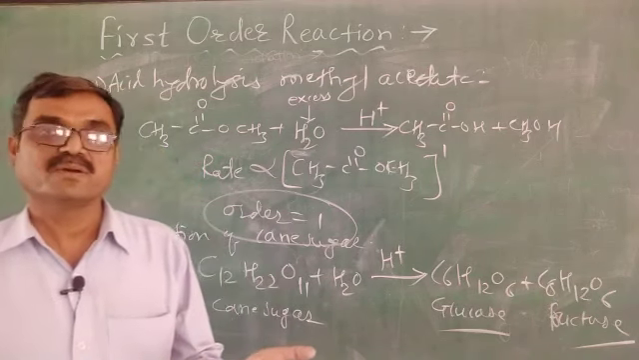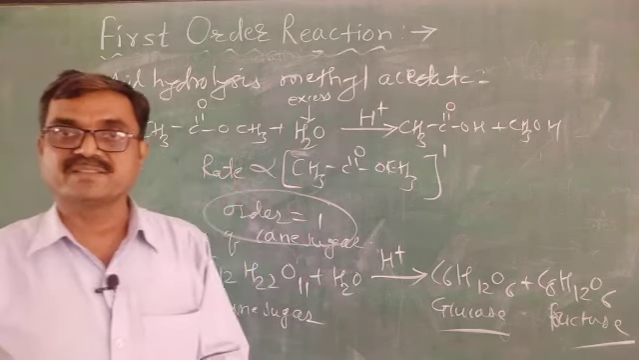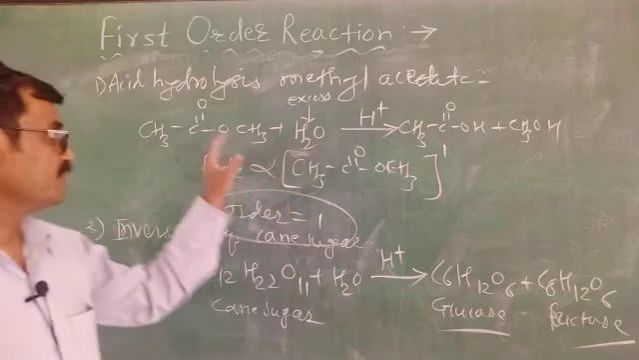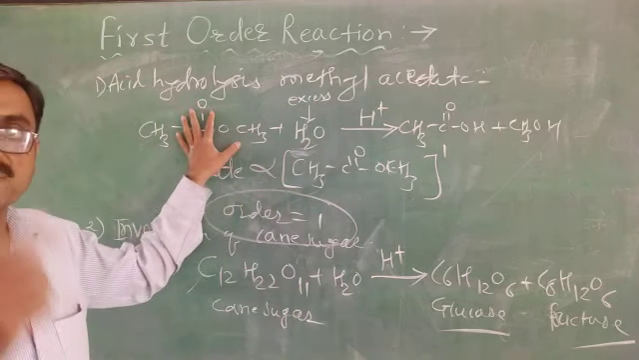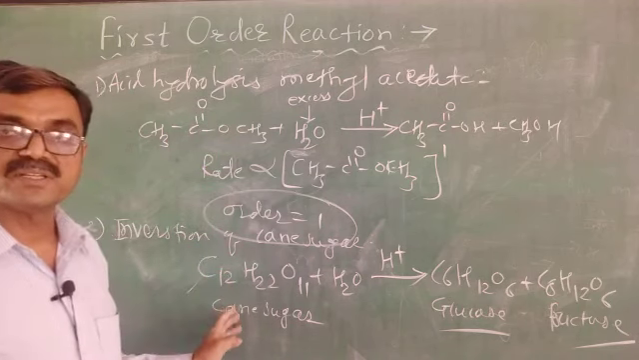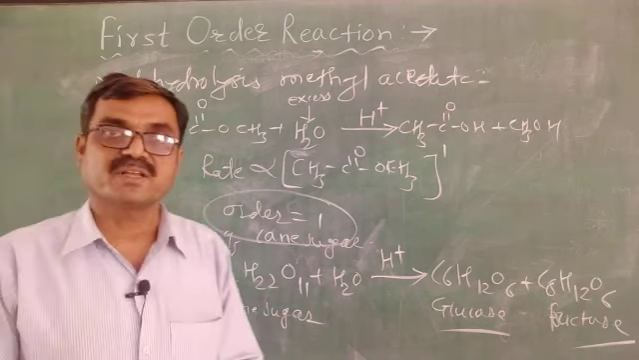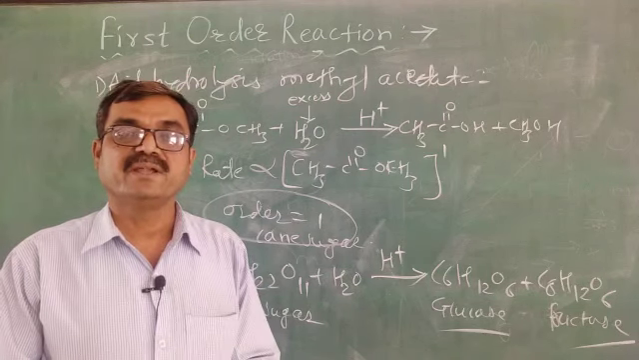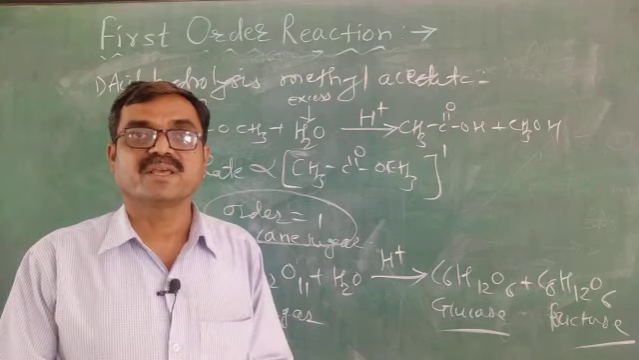Those are the examples of first order reaction. The best example is acid hydrolysis of methyl acetate, where the rate of reaction depends only on the concentration of methyl acetate, so it is first order. Inversion of cane sugar: here the rate of reaction depends only on the concentration of cane sugar, that's why it is a first order reaction. In this way, this is the end of first order reaction. Now, thank you very much.